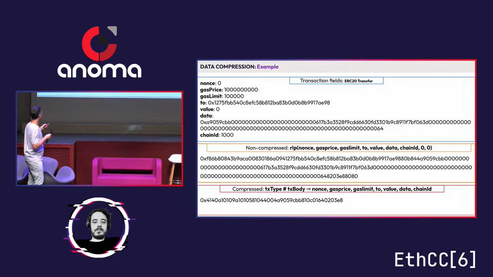But basically, we are reducing a lot. And the fields that we are reducing a lot are basically the to and the data, because they contain some addresses. So instead of 20 bytes, we put just 1 byte, which is the index of the address tree.